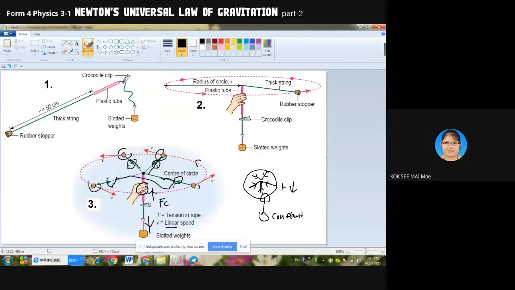When the rubber stopper makes a circular motion with a smaller radius, is the tension bigger when the string is longer, or bigger when it is shorter? Shorter. Shorter. So any other answer?